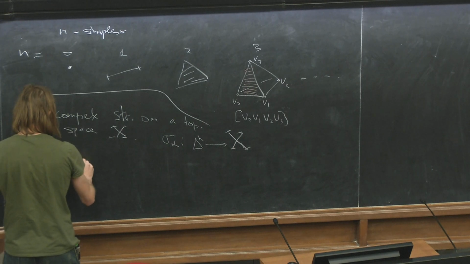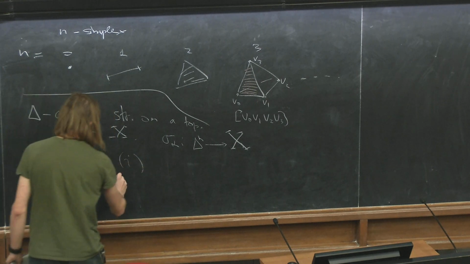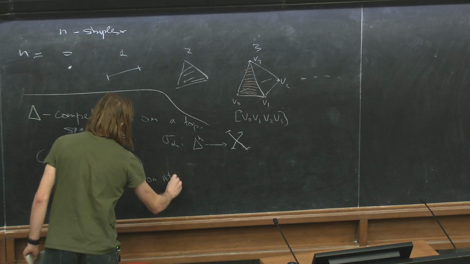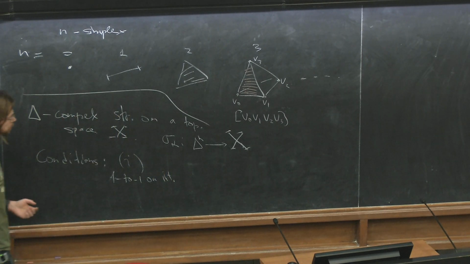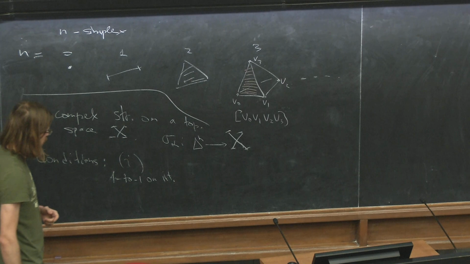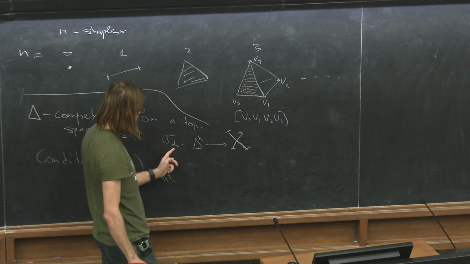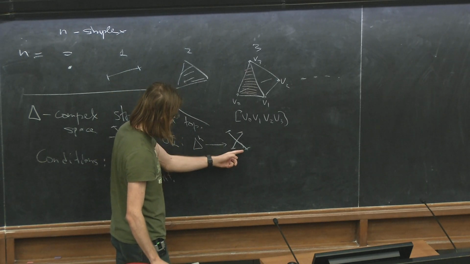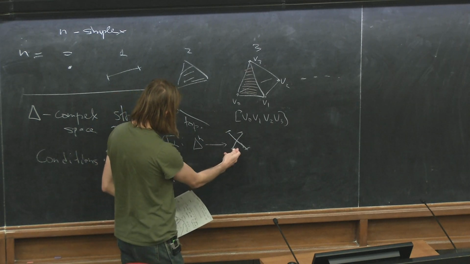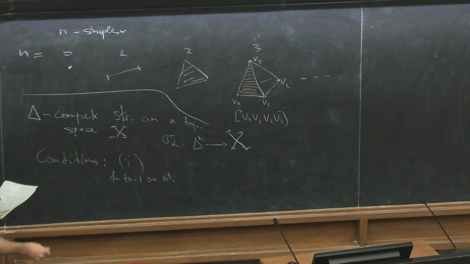a bunch of conditions. I'm not going to repeat them in detail. Basically, the first condition is that it's one-to-one on interiors of the simplices. If you restrict each of these maps to the interior, it will be injective, and moreover, for each point of X, there is a unique alpha so that this point is obtained as an image of some point in the simplex in its interior.